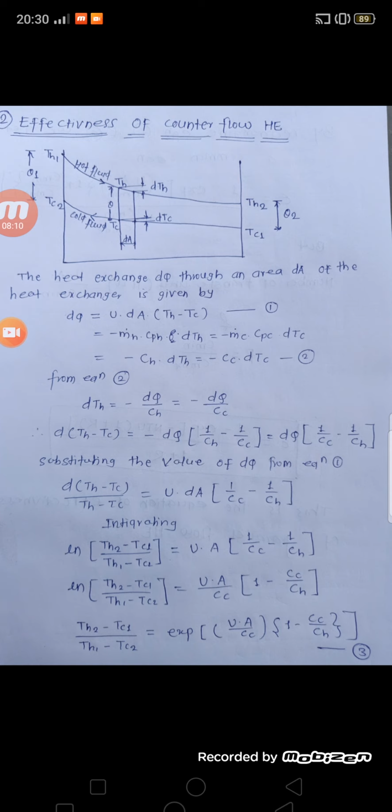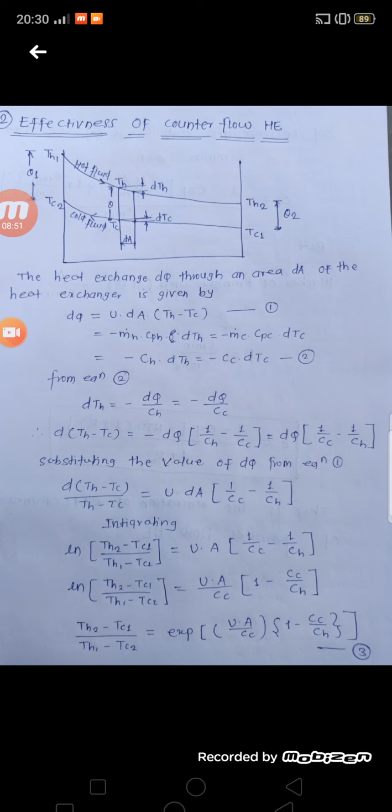What is the value of theta 2? Theta 2 is nothing but Th2 minus Tc1, and what is the value of theta 1? That is Th1 minus Tc2. Similarly, take the integration of the right hand side, but area changes from 0 to capital A. What is the integration of dA? Integration of dA is capital A, and as area changes from 0 to A, it is A minus 0. So directly the answer is A. So U into A into bracket 1 upon Cc minus 1 upon Ch.